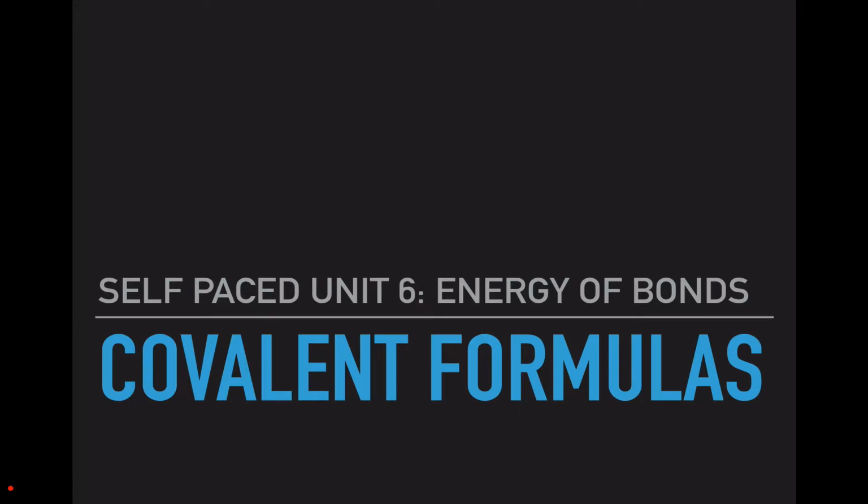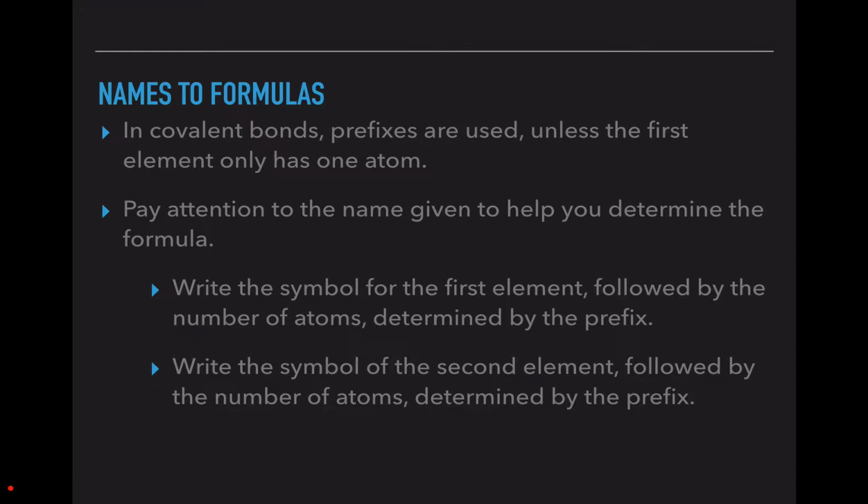Hey guys, today we're going to look at covalent bonds and how we can write the names and formulas without actually having to do the drawings first. So names to formulas. In covalent bonds we use the prefixes. So unless the first element only has one atom, there will always be a prefix present to tell you exactly how many are supposed to be there.